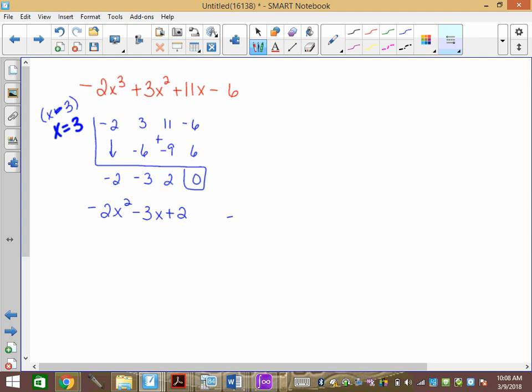Decomp. So what times what equals negative 4? What plus what equals negative 3? What multiplies give you the outside, adds give you the inside.